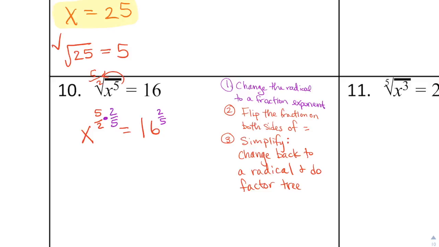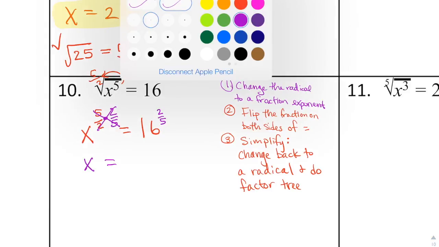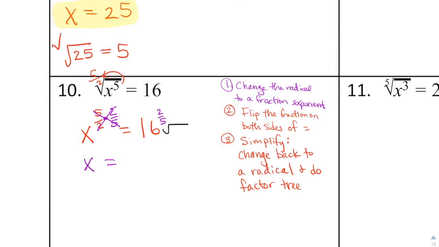Excuse me. These are going to cross cancel. So I have x to the first power, which is what I want. Now, simplify, change back to a radical and do the factor tree. So I'm going to use my little strategy so I can see what's on the outside. And then my 16 and 2 go on the inside. So I'm going to have 5 root 16 to the second.